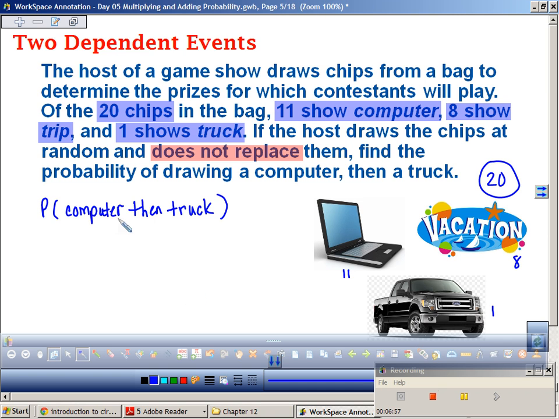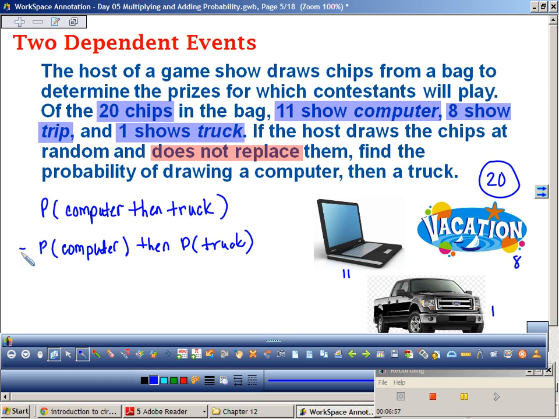Okay, so the probability of a computer, then the probability of a truck. So the probability of the computer is, right here, 11 out of 20. 11 out of 20 chips. Then the probability of a truck is 1 out of 20, but we did not replace it.